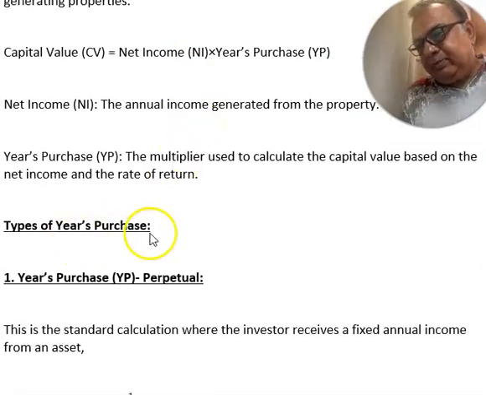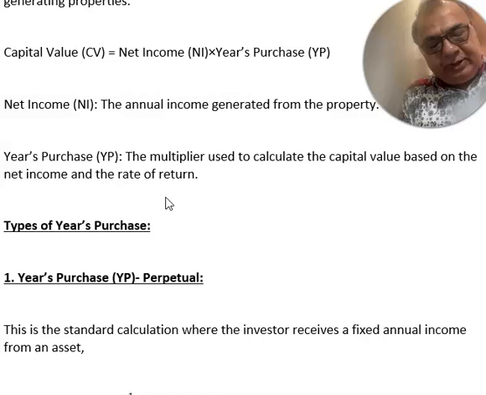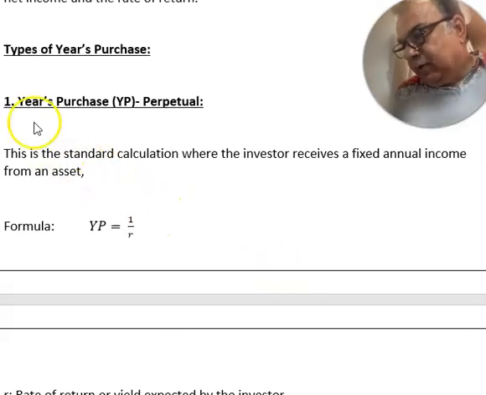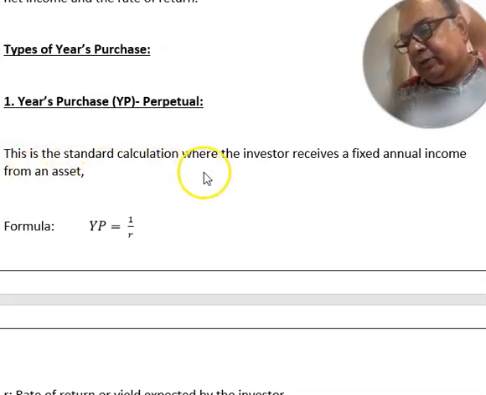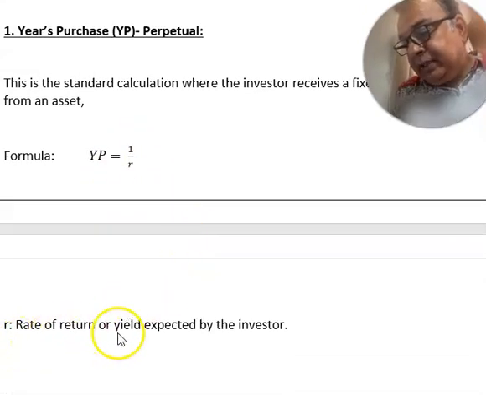So, types of year purchase. There are 3 types of year purchase. First, year purchase perpetuity. This is the standard calculation where the investor receives a fixed annual income from an asset. The formula is YP equals 1 upon R. Here R is the rate of return (yield) expected by the investor.